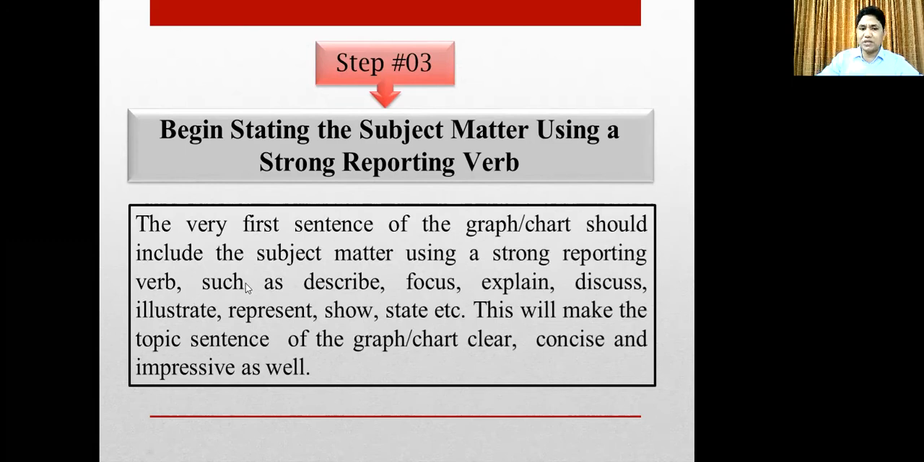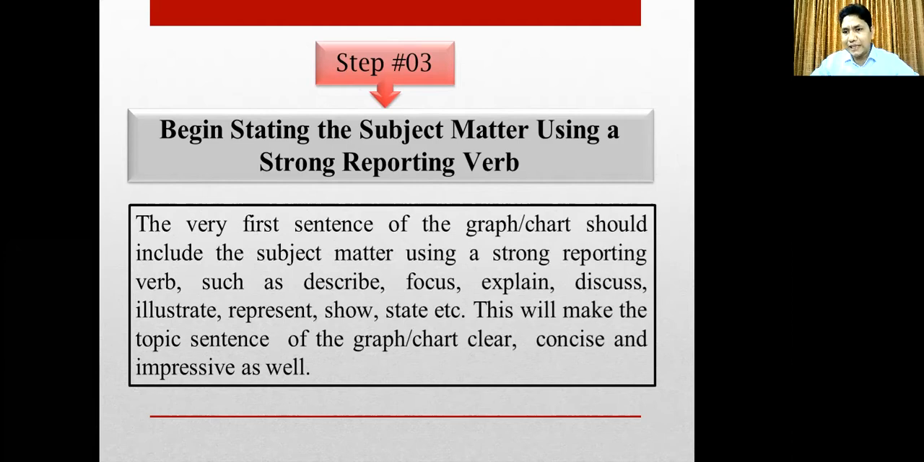So you have to use a strong reporting verb like describe, focus, explain, discuss, illustrate, represent, show, state, etc. You can use any of the reporting verbs in the very first sentence. This will make the topic sentence of the graph chart clear, concise, and impressive as well. So in the very first sentence of your graph chart, if you mention the subject matter using a strong reporting verb, this will ultimately make your graph chart very impressive to the teacher.